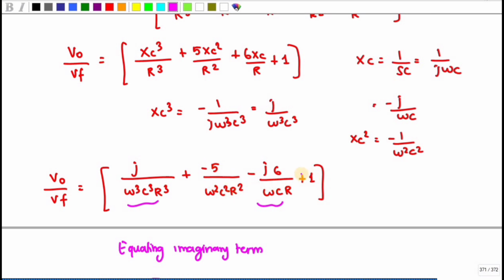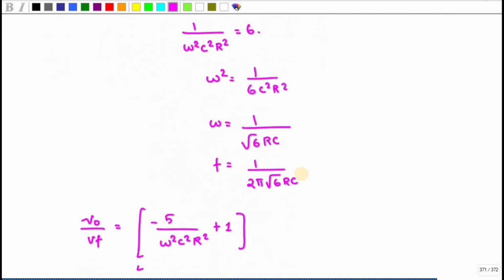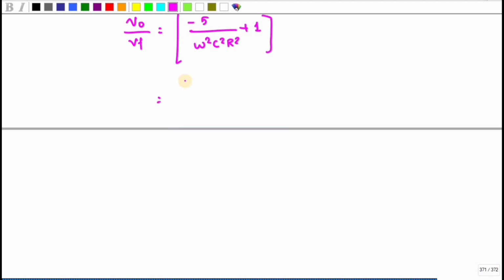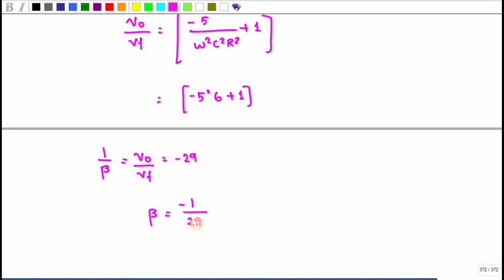So what is omega square c square r square? It is nothing but 1 by 6, right? So you substitute it here. So you'll get minus 5 into 6 plus 1. So this is nothing but minus 29. So this is nothing but V naught by Vf. What is V naught by Vf? That is nothing but 1 by beta. So my beta is nothing but 1 divided by minus 29. So this minus represents it is having a 180-degree phase shift.